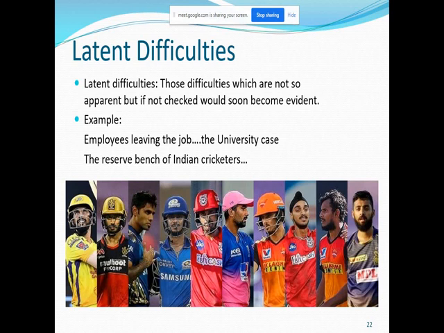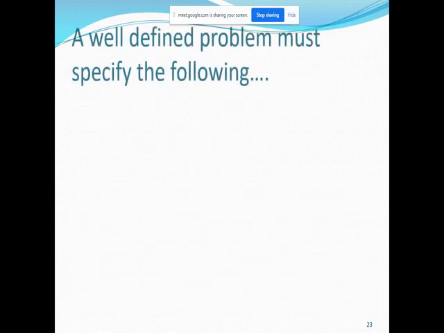Now, Australia took that example and made their reserve bench very strong at the time when Glenn McGrath, Shane Warne, etc. were in the team, then Ricky Ponting, Michael Clarke, etc. At that time, they also had a very strong reserve bench, Gillespie and others. So even if some people are not playing on a particular day, the replacements are good enough or sometimes even better. That is what latent difficulties are. For the time being it is not a difficulty, but in days to come it may become more difficult. So a good business house will understand its latent difficulties. A good research problem can point out the latent difficulties.